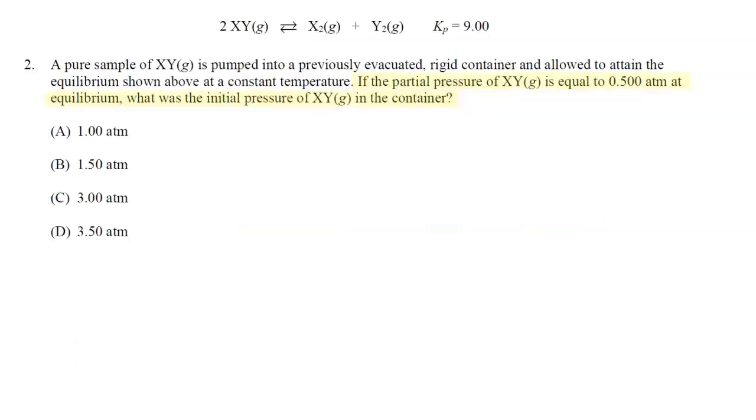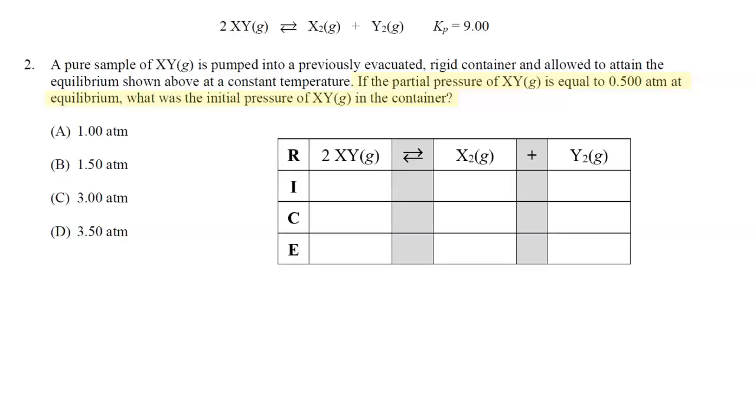Now let's go back and take a look at question 2. We're going to go ahead and make a rice table. So there's our reaction showing that 2 moles of XY produces 1 mole of X2 and 1 mole of Y2. And it says in question 2 that a pure sample of XY is pumped into a previously evacuated rigid container.